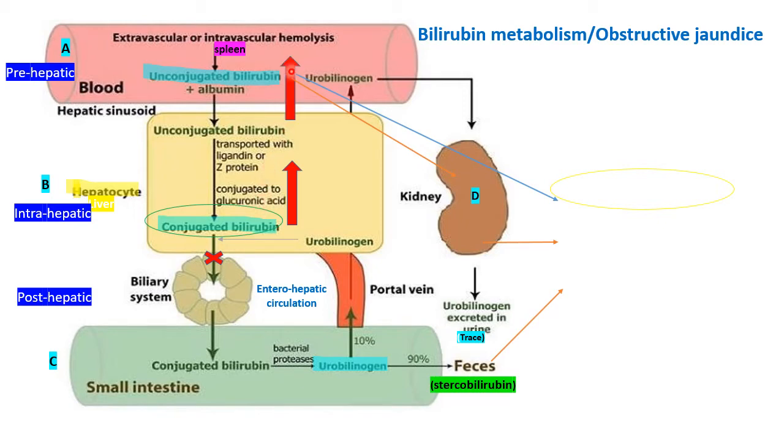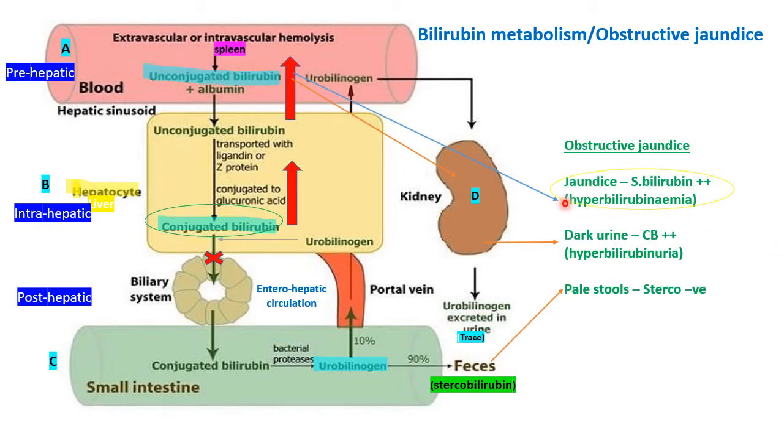And the high level of conjugated bilirubin in the circulation results in the staining of the various tissues by the bilirubin. And so the patient becomes jaundiced due to hyperbilirubinemia. Some of the urobilinogen in the blood is then excreted by the kidneys into the urine, which gives the urine a dark color, and this is due to the presence of hyperbilirubinuria.